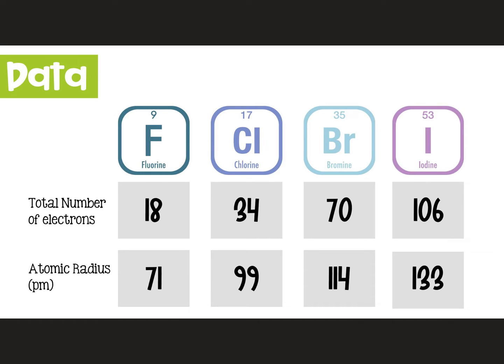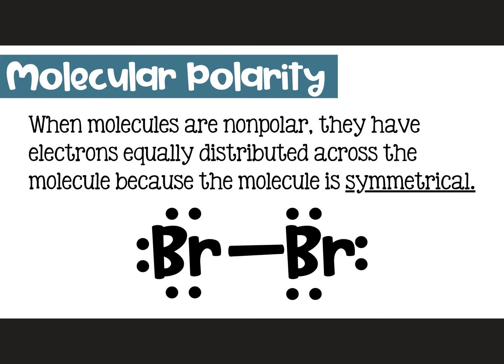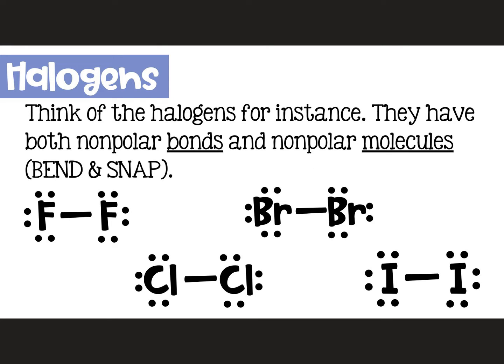Notice how when you go down a group, the atomic radius goes up. This means that their electronegativity, or ability to attract electrons, will go down because the electrons are shielded by the extra electron shells in the middle. Now, when molecules are nonpolar, they have their electrons equally distributed across the molecule because the molecule is symmetrical. You can think of the halogens, for instance. They have both nonpolar bonds and nonpolar molecules, so their bonds and molecules are both nonpolar.